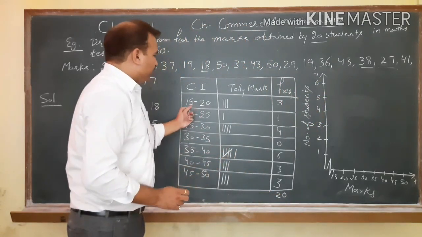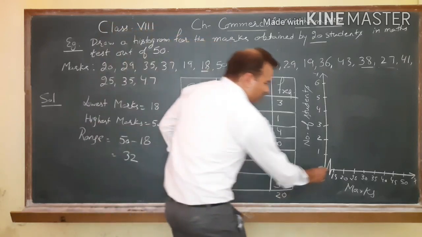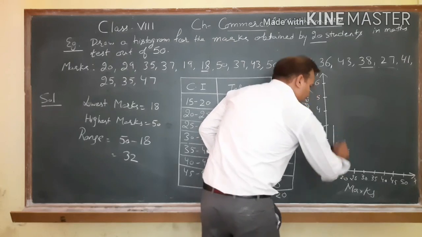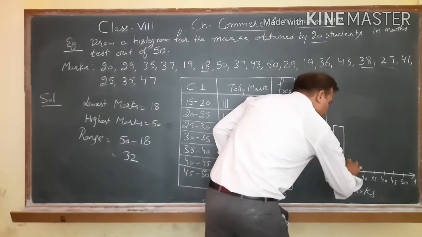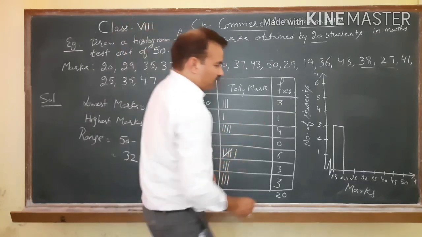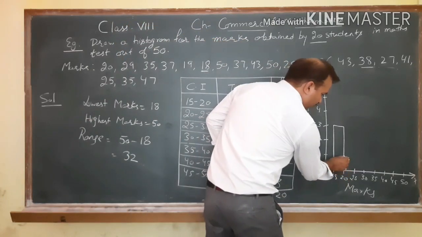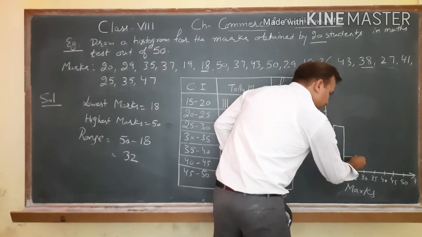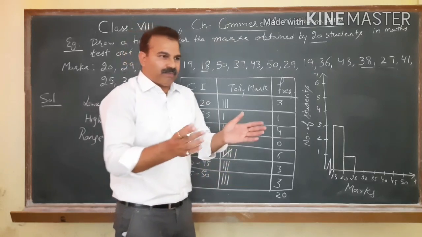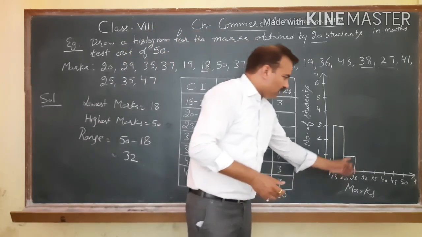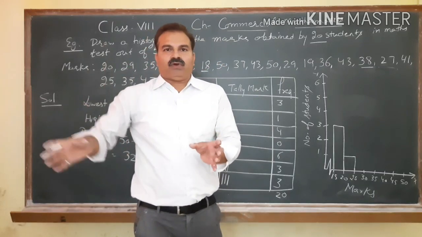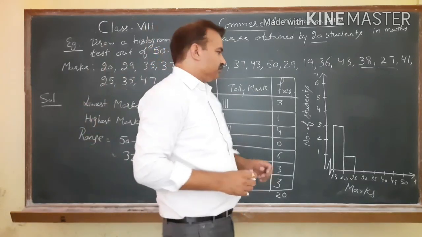Now between 15 to 20 we have 3, so we draw a bar between 15 to 20 that is 3. Now between 20 to 25 we have only 1. So one wall is common to each. The difference between a bar graph and a histogram is this: a histogram is combined, the one wall is common, whereas in a bar graph each bar which we have drawn is at an equal distance.